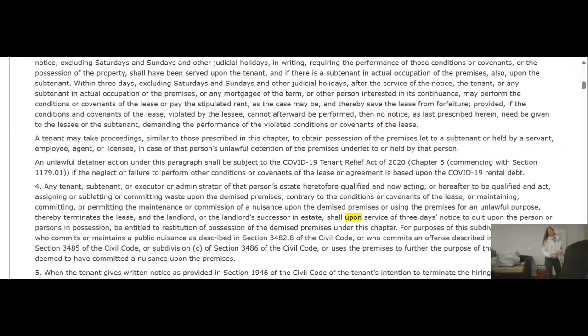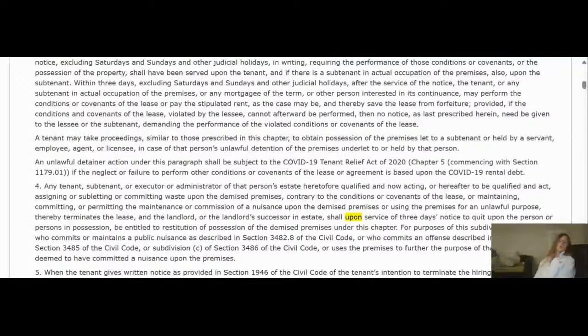Shall what? Shall service of 3 days notice to quit upon a person or persons in possession be entitled to restitution of possession of the demised premises under this chapter. For purposes of the subdivision, a person who commits or maintains a public nuisance as described in section 3482.8 of the Civil Code or commits an offense prescribed in subsection C of section 3485 of the Civil Code or subsection C of section 3482 further the purpose of that offense shall be deemed to have committed nuisance upon the premises.